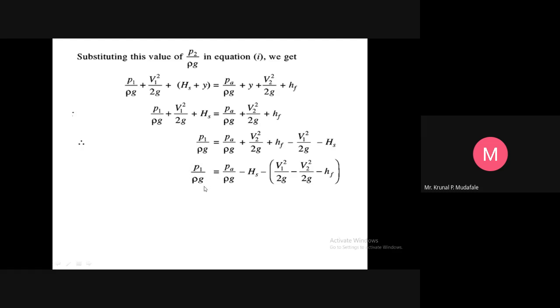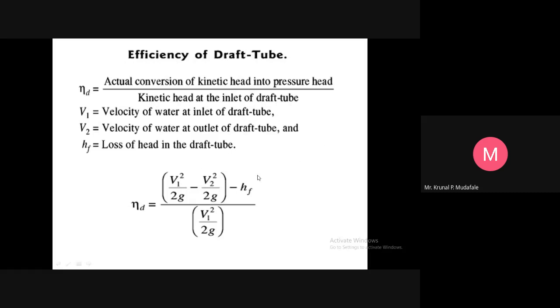How can we find out the pressure head with the help of P1 by rho g, which equals the atmospheric pressure at the outlet PA by rho g minus HF. HF is nothing but the height of the draft tube minus, in brackets, the velocity difference between V1 square by 2g minus V2 square by 2g, minus the head loss. Okay, so that will be the loss of energy, HF. So in this way you can get the value for this draft tube or the pressure difference.